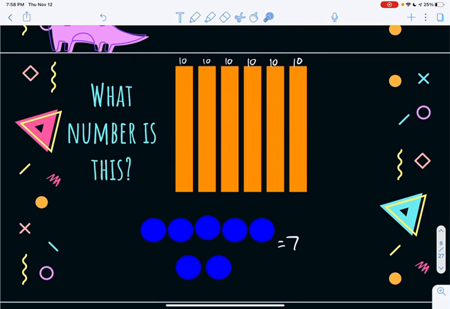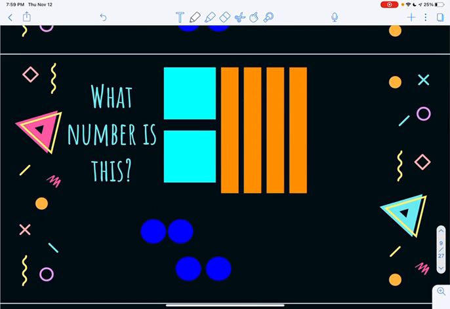Let's go ahead and skip count together. We have 10, 20, 30, 40, 50, 60. So we have 6 tens, which is equal to 60. And we have 7 ones, which is equal to 7. 60 plus 7 is 67. So the quick tens are a really fast, easy way to be able to count a bigger number. So you can do this with any math problem that's addition.